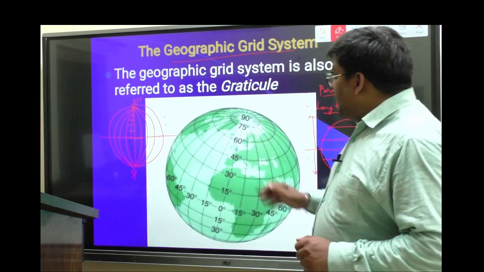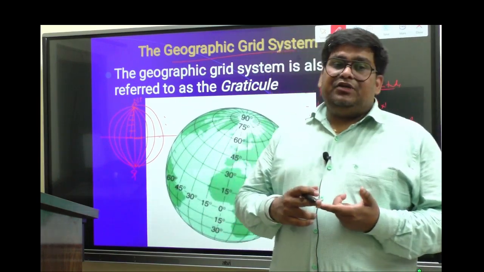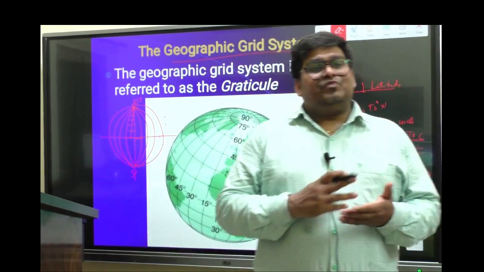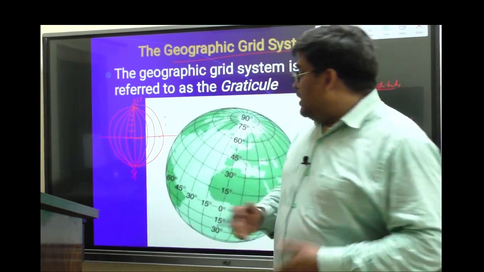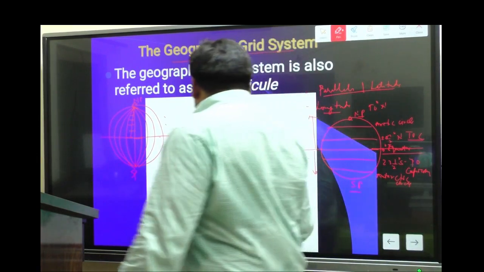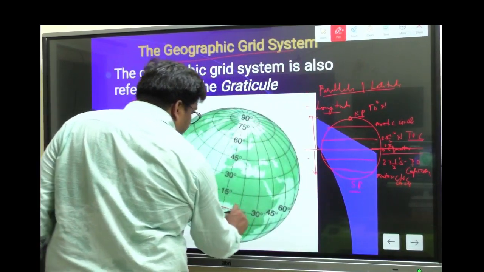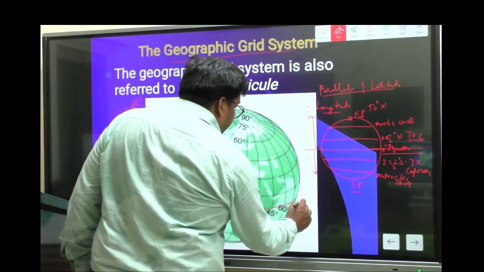Again, how would you find out the location of the particular area where the latitude and longitude cut each other, where they intersect each other? That point gives us the precise location of a particular area. So in this figure, you can easily see here, this is basically 0 degree latitude, that is your equator.